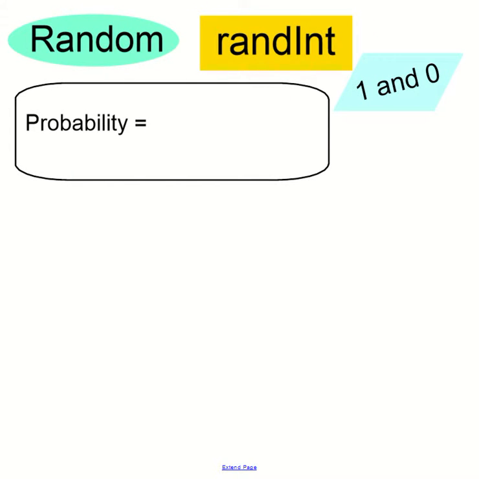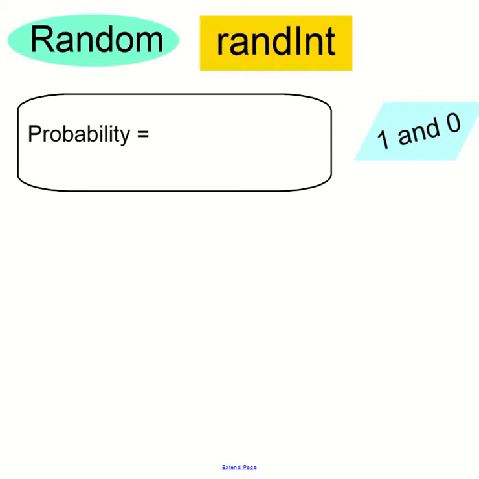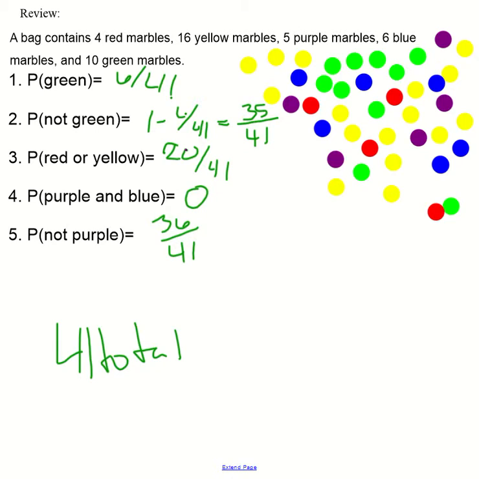We talked about random numbers, or random samples. We talked about probability. We talked about it being between 1 and 0. So here's just a quick review. We have a bag containing 4 red marbles, 16 yellow marbles, 5 purple marbles, 6 blue marbles, and 10 green marbles. What I'd like you to do right now is pause the video and find each of these probabilities. Alright, you can check your answers with mine.